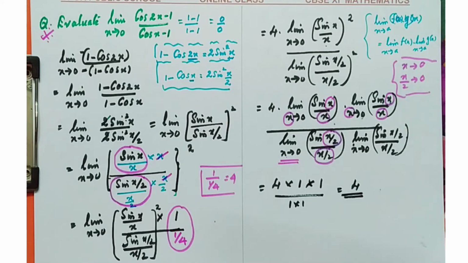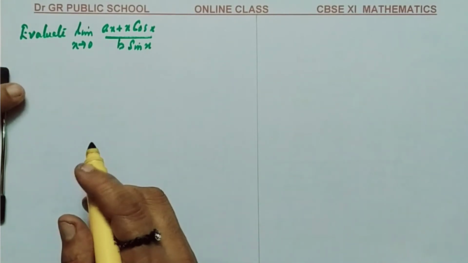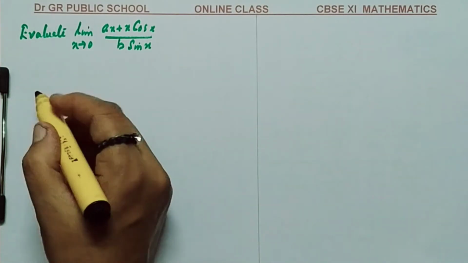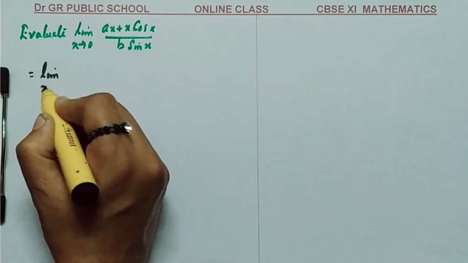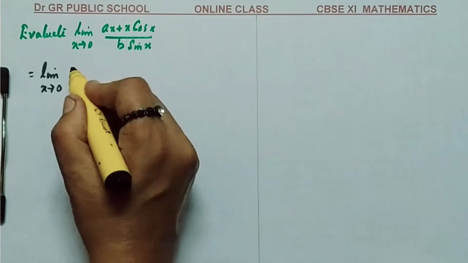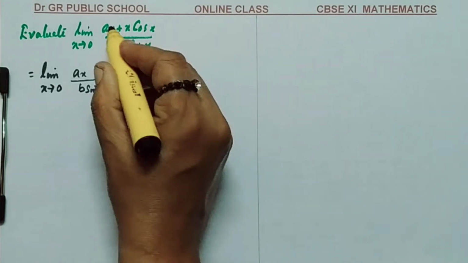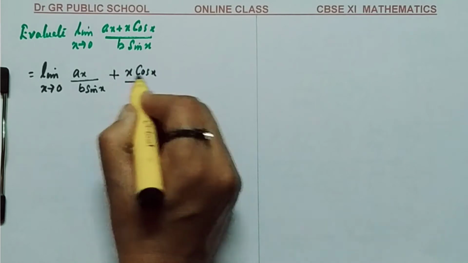A very important question. One more question of the same type that we can discuss. An important question: limit x tends to 0, (ax plus x cos x) divided by (b sin x). In all the questions, you need to keep in mind the standard three limits and make an arrangement accordingly. Here, I am going to make an arrangement as limit x tends to 0, this can be written as ax by b sin x, giving the denominator separately, ax by b sin x plus x cos x by b sin x.